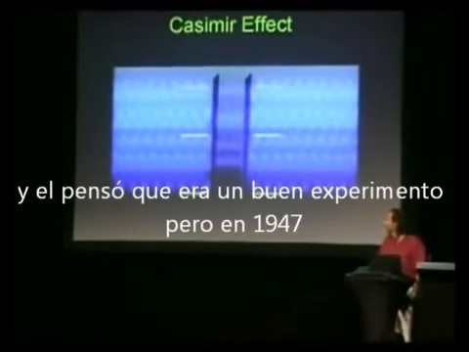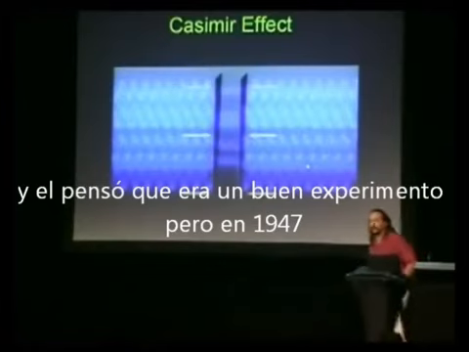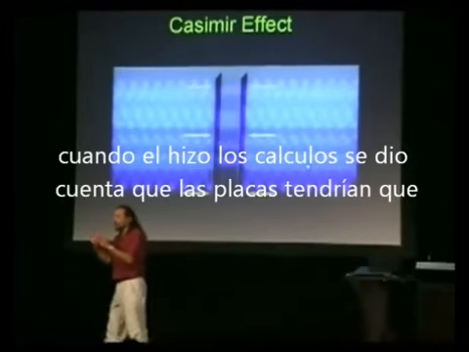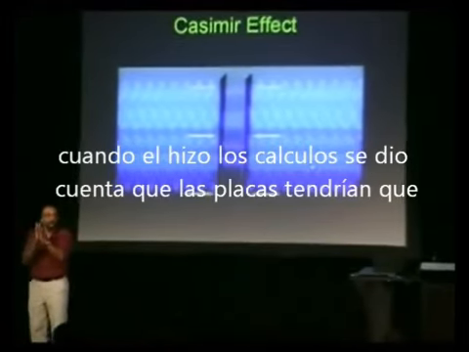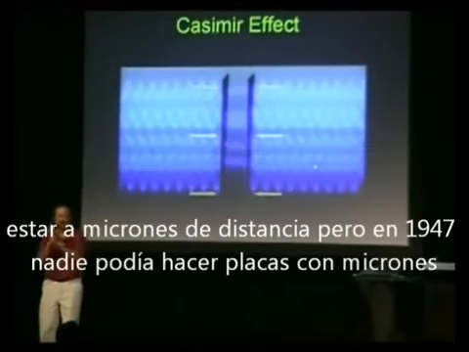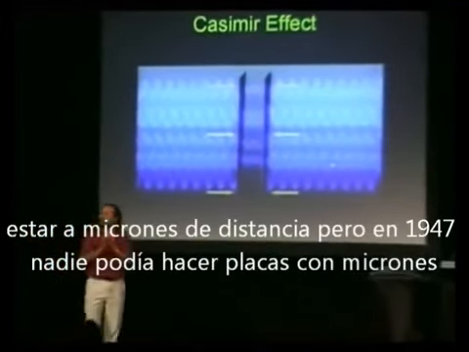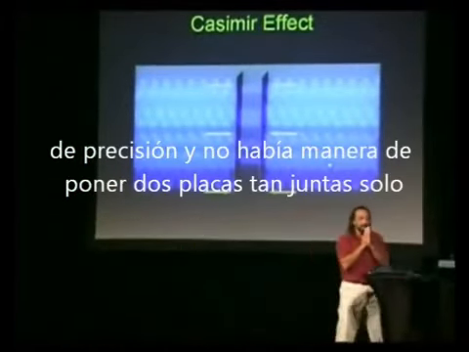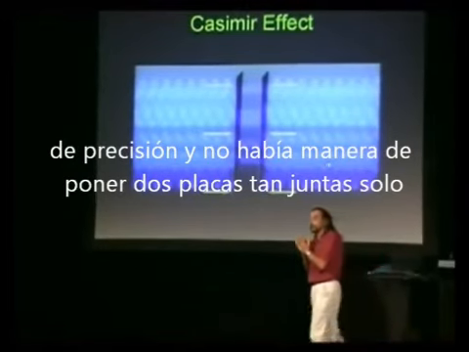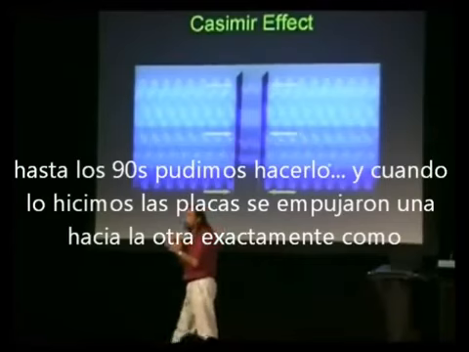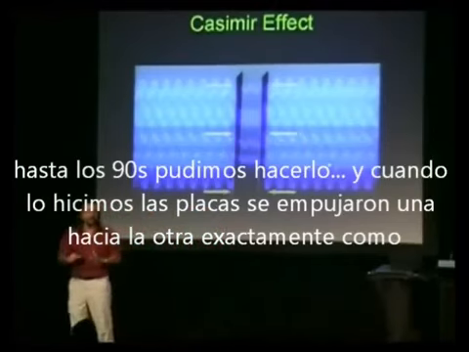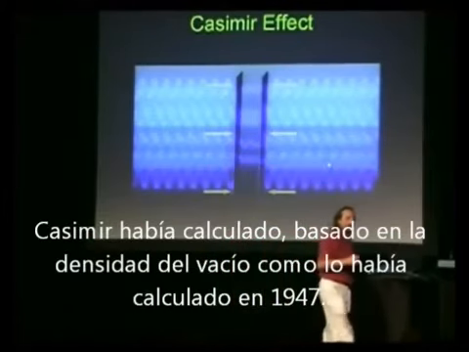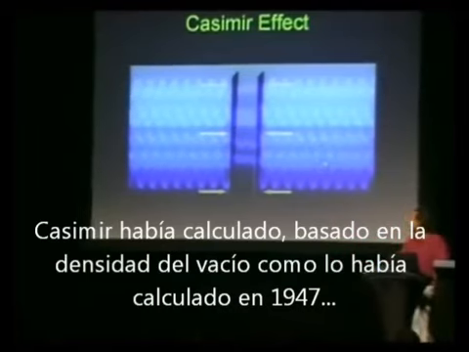And he thought, oh, that'd be a good experiment to put together. But in 1947, when he made the calculation, he realized the plates would have to be microns apart. In 1947, nobody could mill micron precision plates. So there was no way to get two plates that close together. It took until the 90s before we were able to do that. And when we did, the plates pushed together exactly as Casimir had calculated they should, based on the vacuum density that he calculated in 1947.